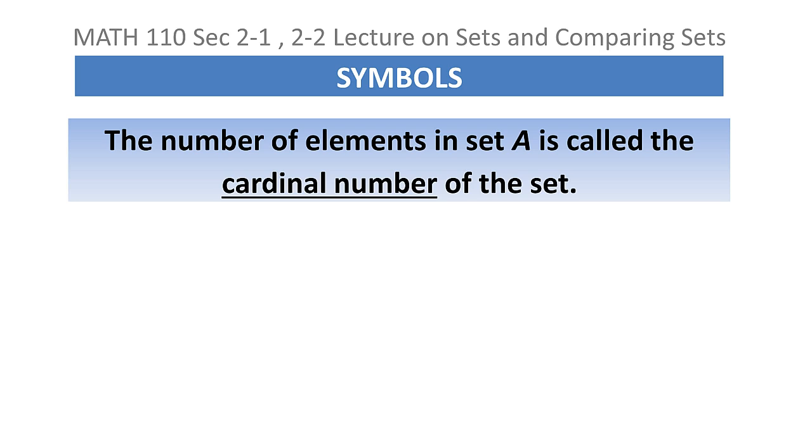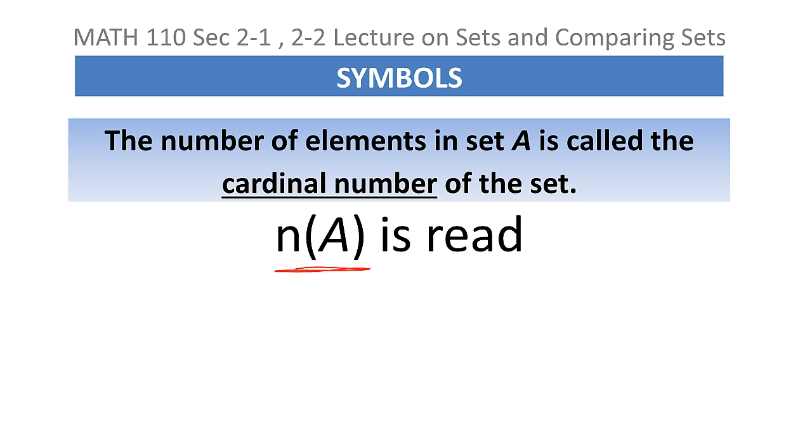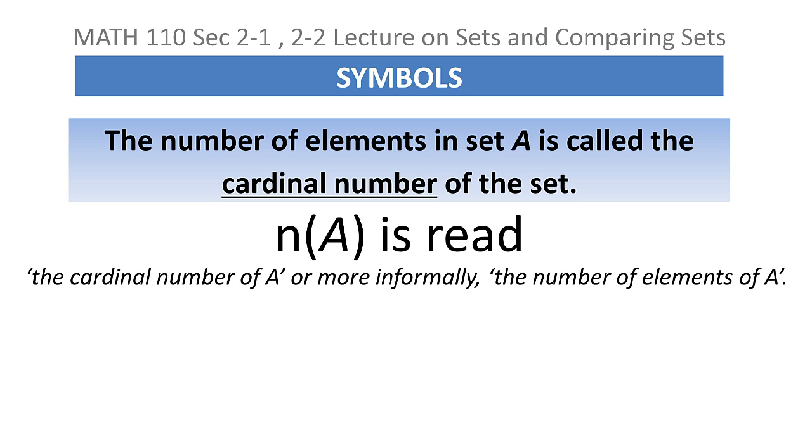Now, we talked about the number of elements in the set earlier, but technically that's called the cardinal number of the set. We say the number of elements informally, but that's actually known as the cardinal number of the set. So when I said the number of elements in set A and showed you the notation earlier, that's really the cardinal number of the set. Technically we would say it's the cardinal number of A, but most people would just say it's the number of elements in the set, and everyone knows what they mean.